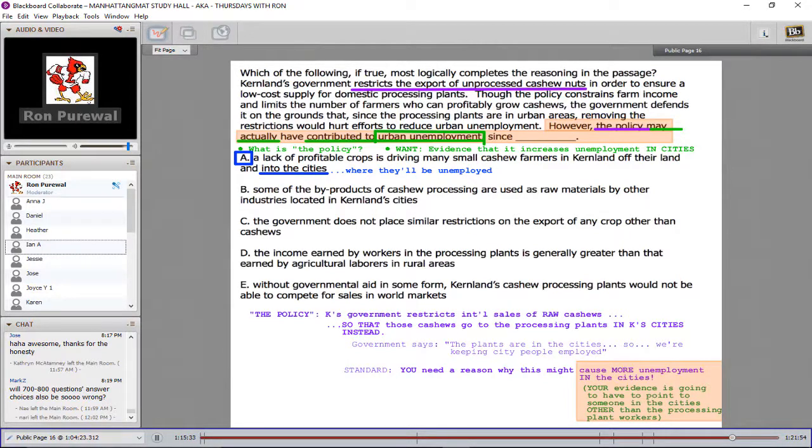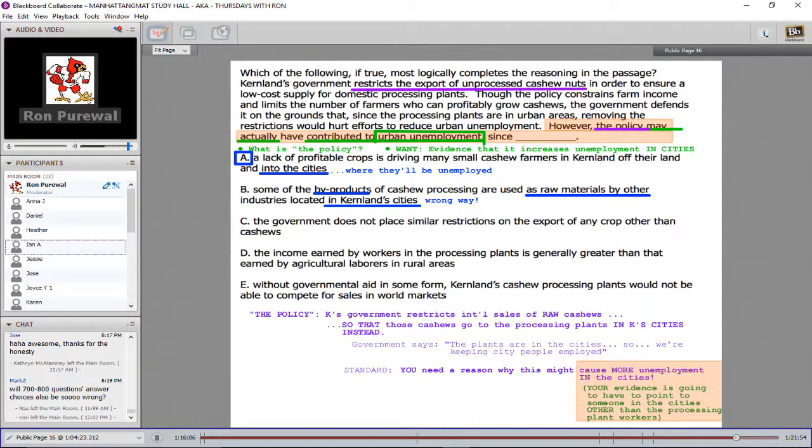Choice B, some of the byproducts are used by other industries. This choice goes the wrong way. This choice is actually telling us that not only will you employ people in the processing plants, but in fact you will also create other work for other employers as well. A lot of you guys picked this answer, but this actually goes the exact wrong way.